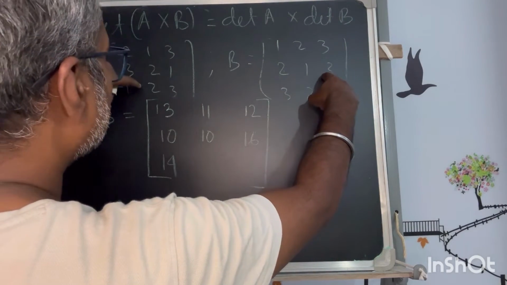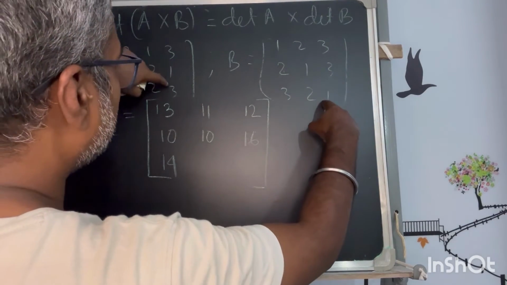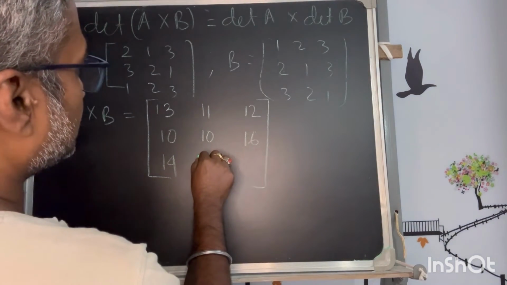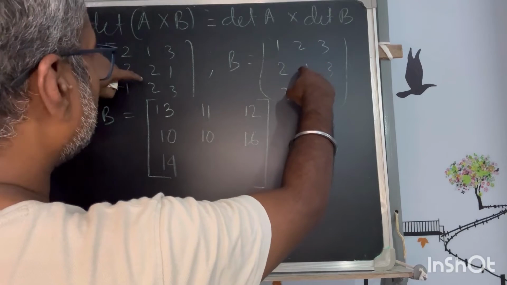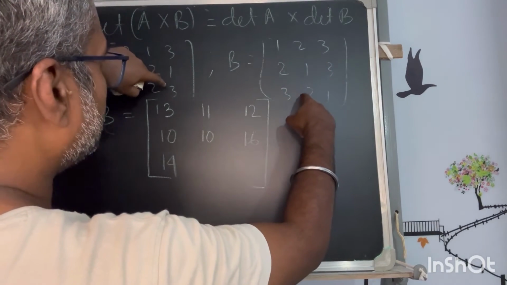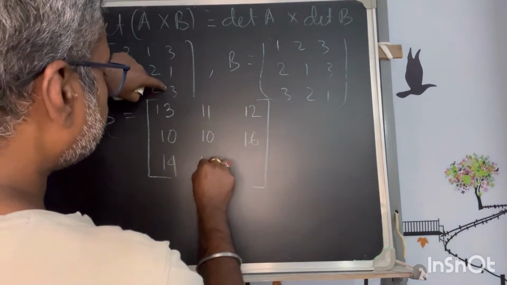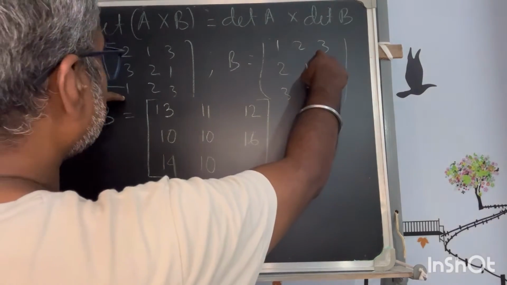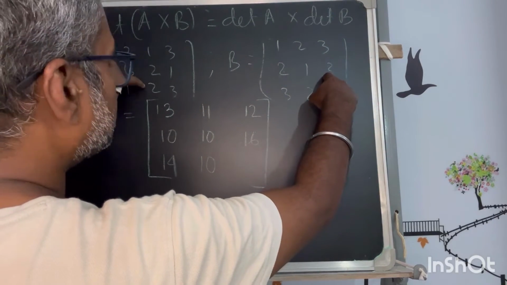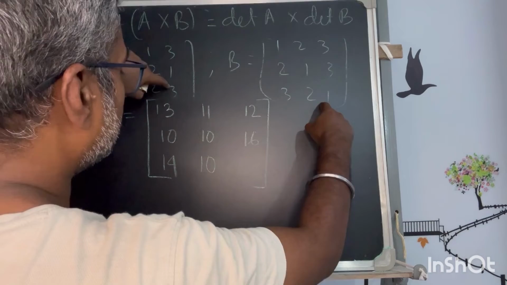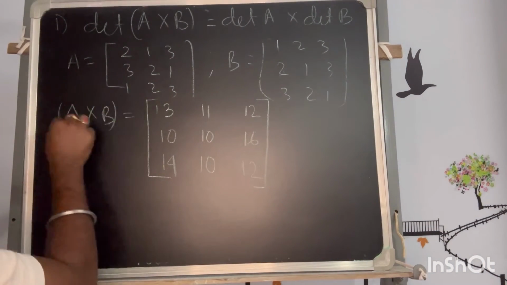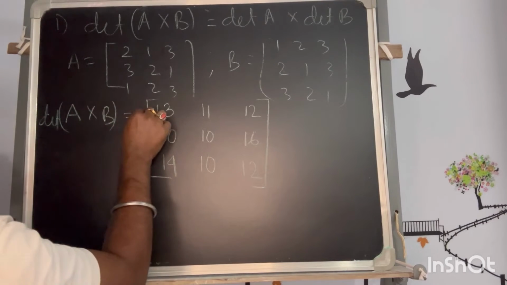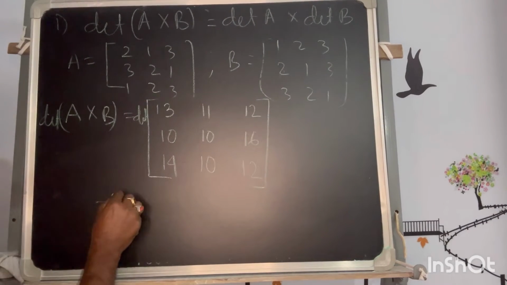3 plus 6 is 9, 9 plus 3, 9 plus this will come, 2 plus 2 is 4, 4 plus 6 is 10. 3 plus 6 is 9. 9 plus 3 is 12. Now find the determinant of this. So what is that?